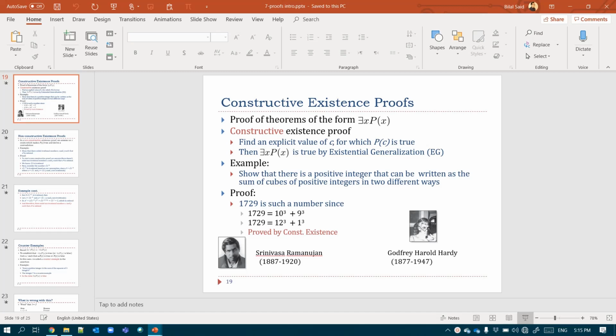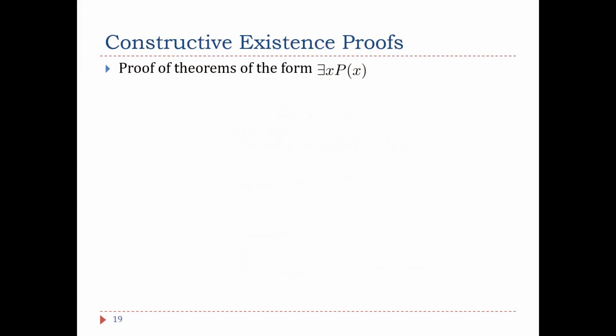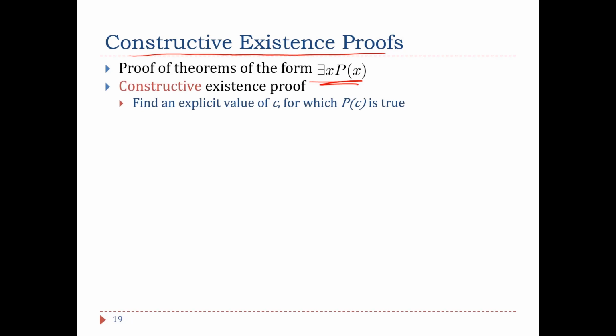Okay, so let's resume from where we left last time. In our last session we reached this type of proof, the constructive existence proofs. It's proof of theorems of the form there is an x such that p of x is true, and hence the name. So we find an explicit value of c for which p of c is true.